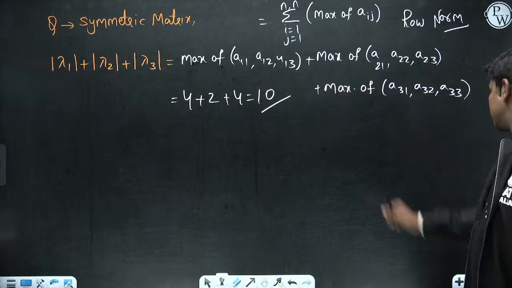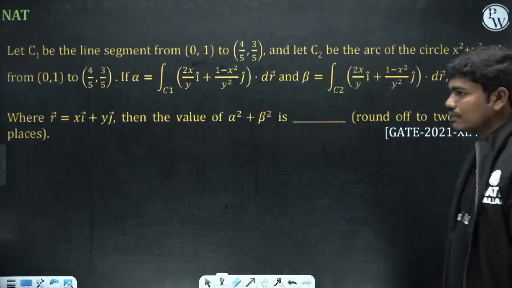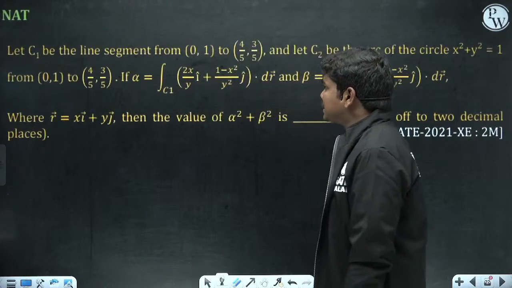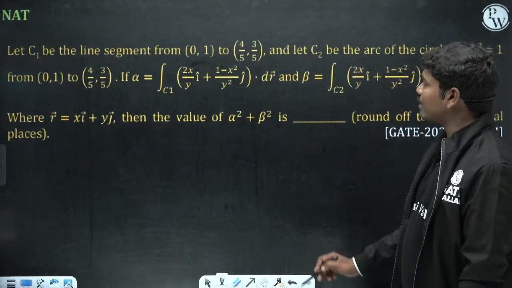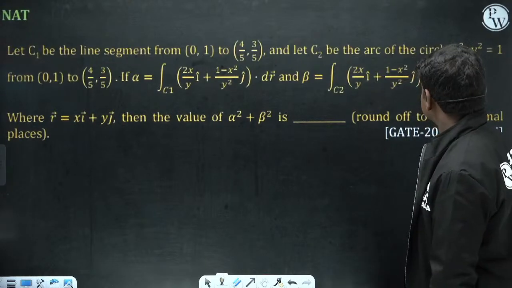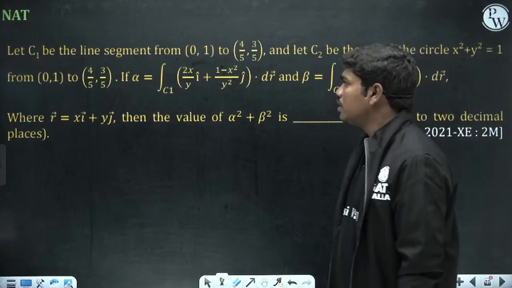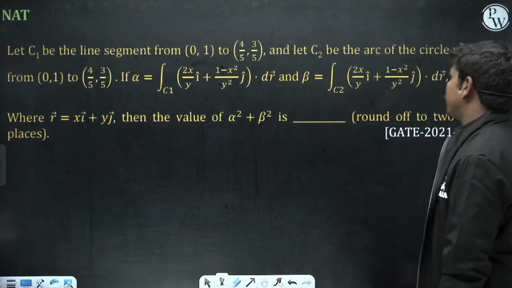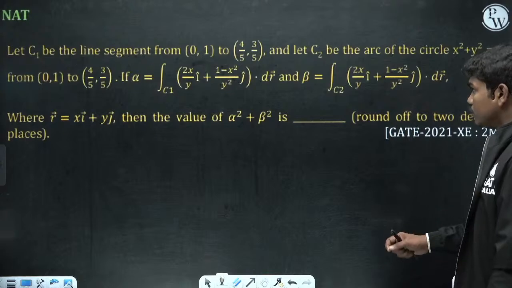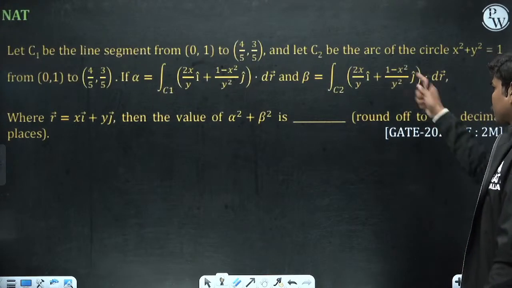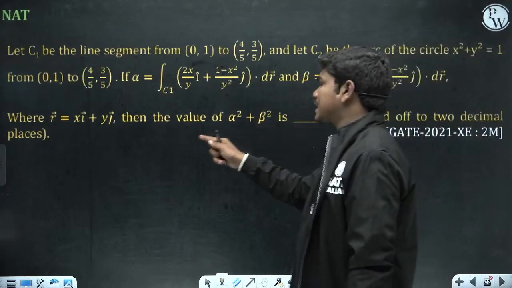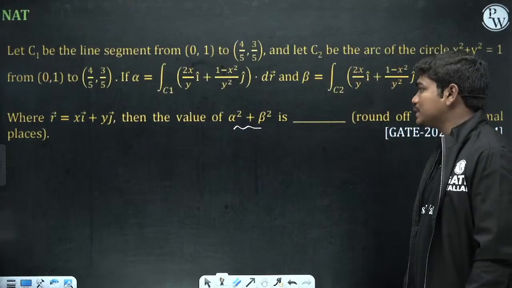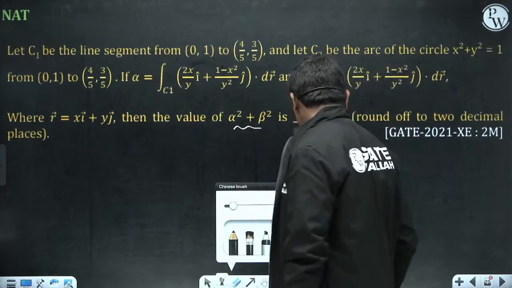Okay, so this is one technique for the symmetric matrix. Then this is a fantastic question, so let us solve this. Let C1 be the line segment from (0,1) to (4/5, 3/5), and let C2 be the arc of the circle x² + y² = 1 from (0,1) to (4/5, 3/5). If alpha is equal to the integral over C1 of (2x + y) i bar plus (1 − x²)/y² j bar, where r bar is xi + yj, then we want the value of alpha squared plus beta squared. So solve this question.